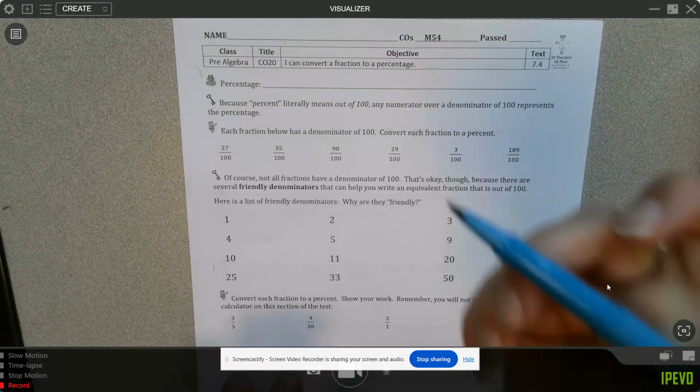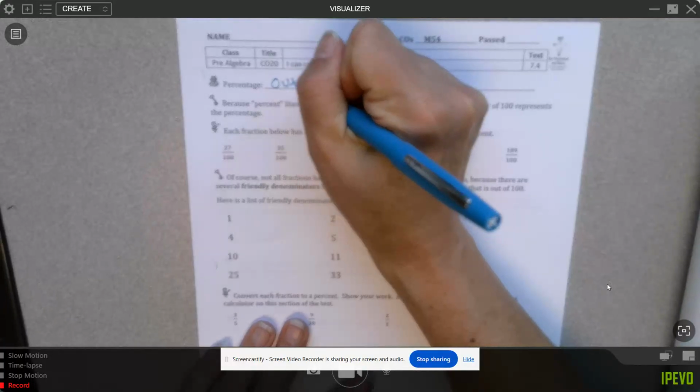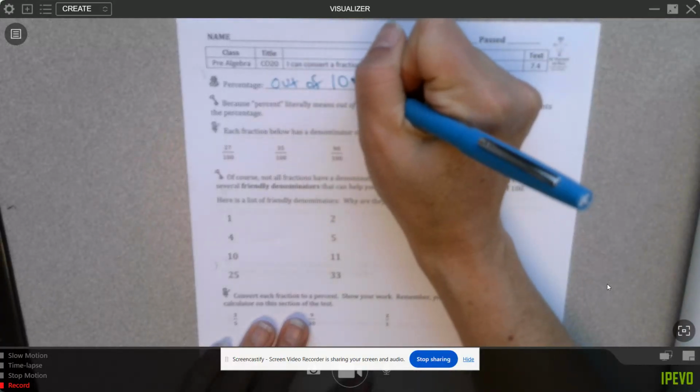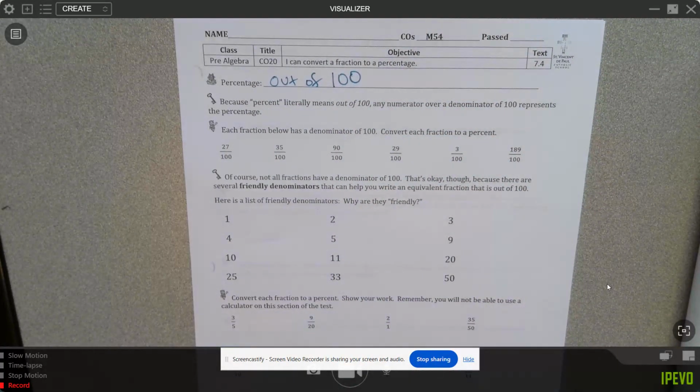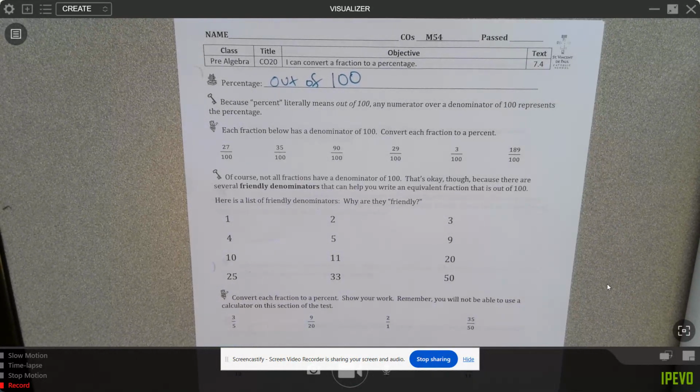Percent means out of 100. So that is what the percent is, out of 100. Because percent literally means out of 100, any numerator over a denominator of 100 represents the percentage. So that numerator, if it's over 100, we can automatically make that into a percent. So each fraction below has a denominator of 100. Convert each fraction to a percent.